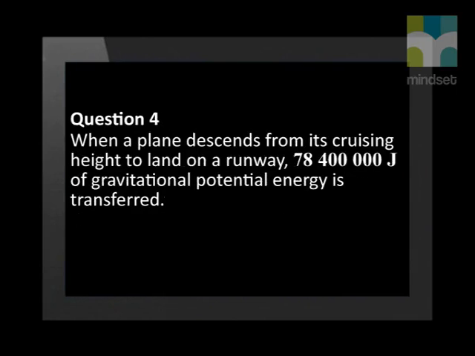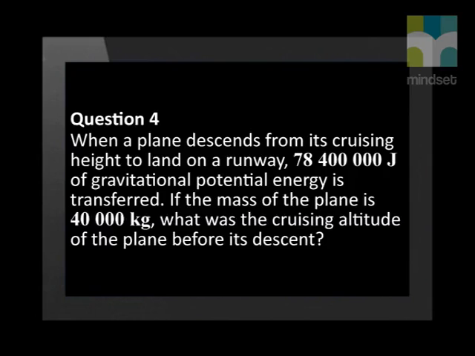When a plane descends from its cruising height to land on a runway, 78,400,000 joules of gravitational potential energy is transferred. If the mass of the plane is 40,000 kilograms, what was the cruising altitude of the plane before its descent?